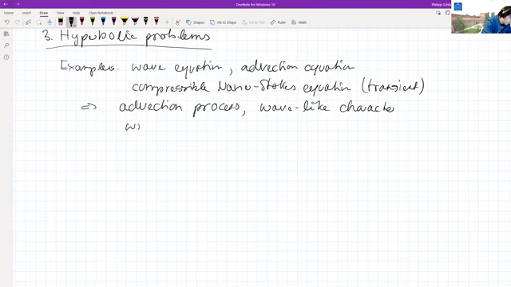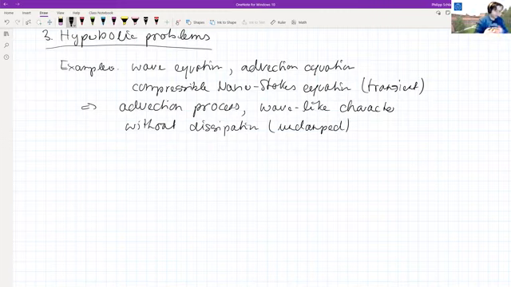And it's important that for a truly hyperbolic problem, there should be no dissipation involved. So without dissipation, so that means an undamped advection process. As soon as you have significant amounts of dissipation, then you would more and more depart from the hyperbolic character of the equation.